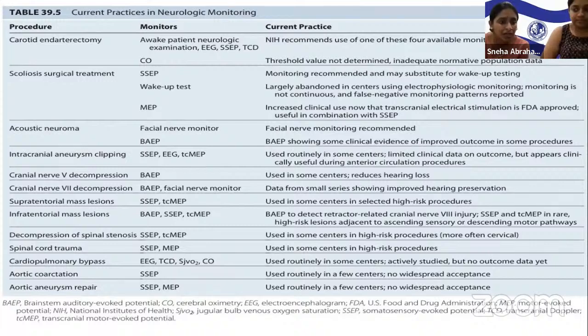In cardiopulmonary bypass, we monitor electroencephalogram, transcranial Doppler, jugular venous oximetry, and cerebral oximetry to look for adequacy of cerebral blood flow and oxygenation during the bypass.